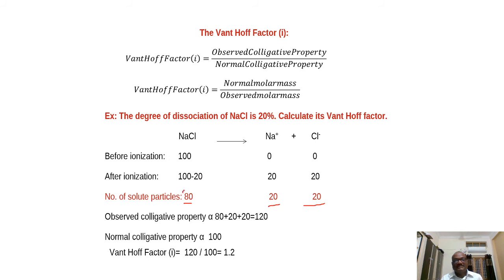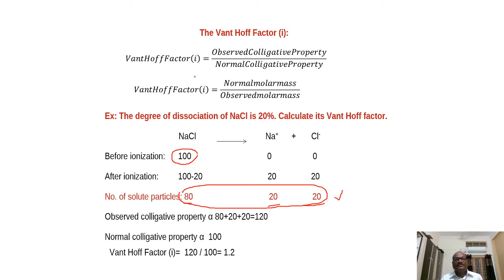What is the number of particles existing in the system? All particles you have to see. So 80, 20, 20. Total is 120. But actually you have dissolved only 100 molecules. After dissolving, due to dissociation, the number of particles is increasing to 120. This is actual, this is observed.